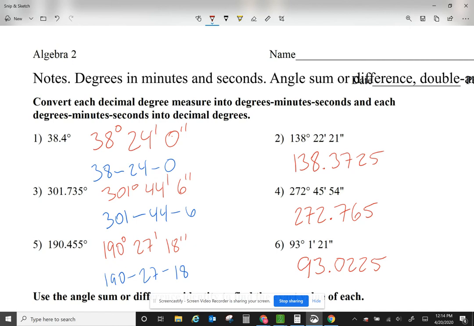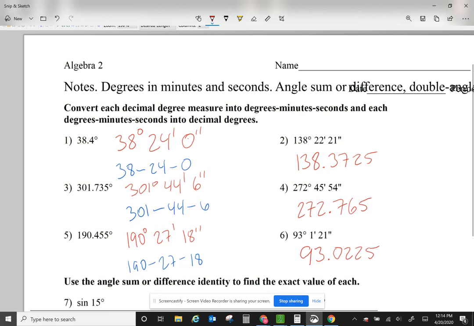All right, so for our notes, I separated them. My odd questions were given in decimals, and I needed to convert them into degrees, minutes, seconds. My even questions were given in degrees, minutes, seconds, and I converted them to decimals. Now your homework is going to be mixed, but this is how it goes.